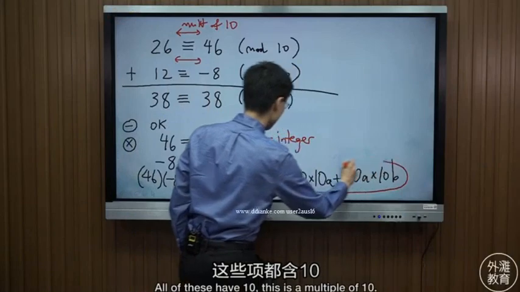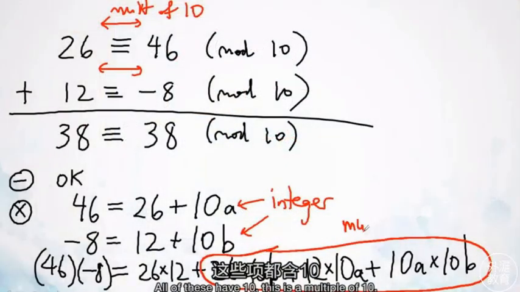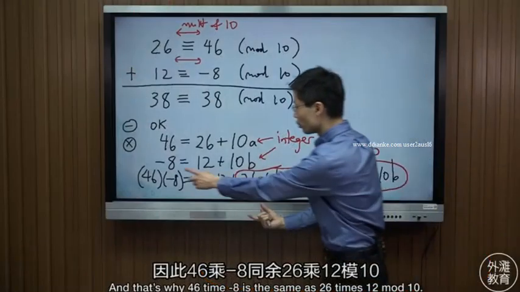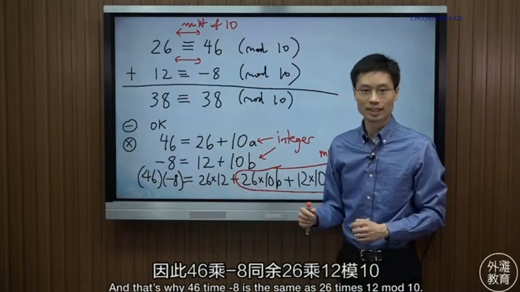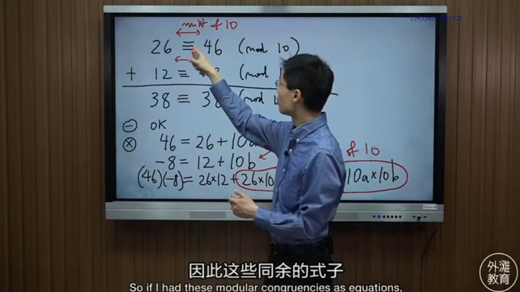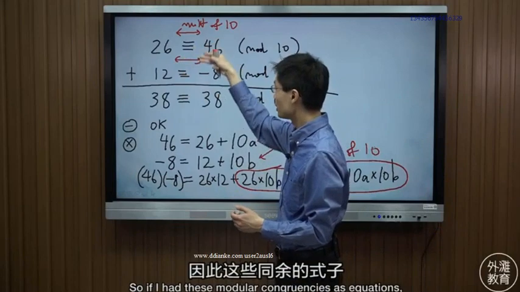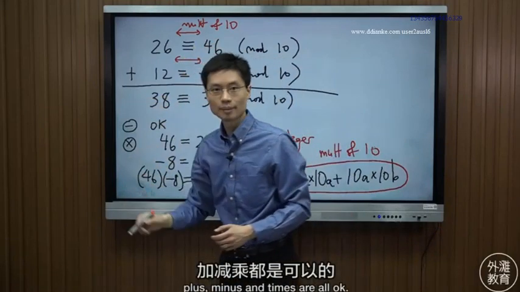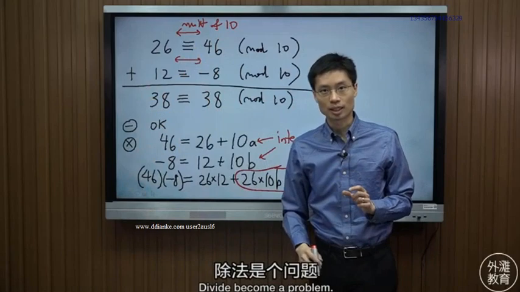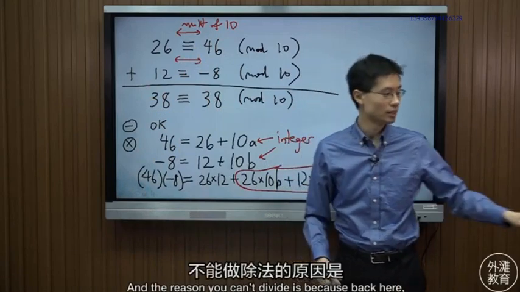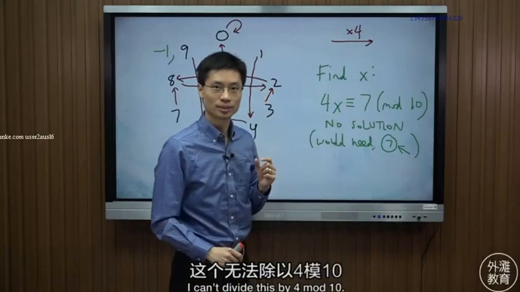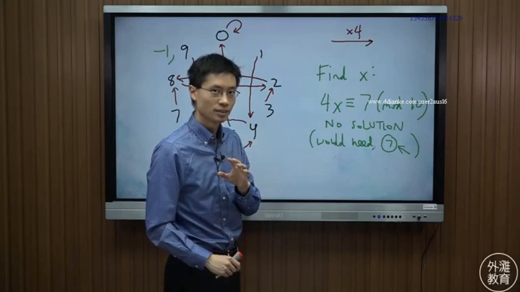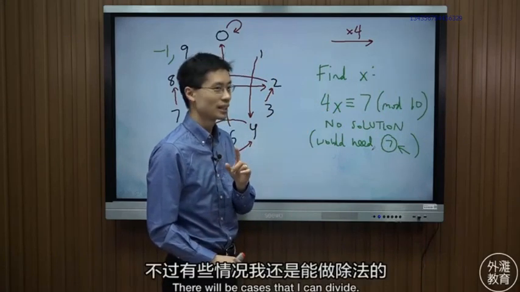But all of these things on the right-hand side have 10. This is a multiple of 10. And that's why 46 times minus 8 is the same as 26 times 12 mod 10. So if I have these modular congruences as equations, plus, minus, times are all okay. Divide becomes a problem. And the reason you can't divide is because back here, I can't divide this by 4 mod 10.